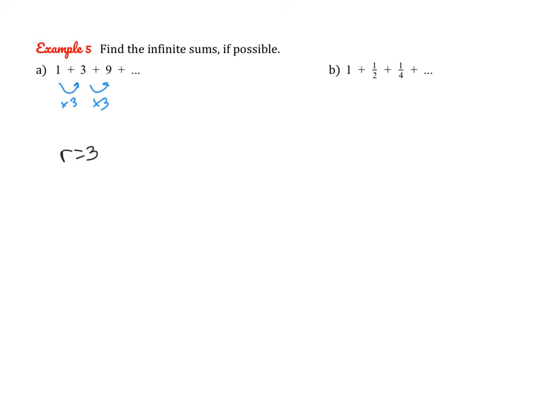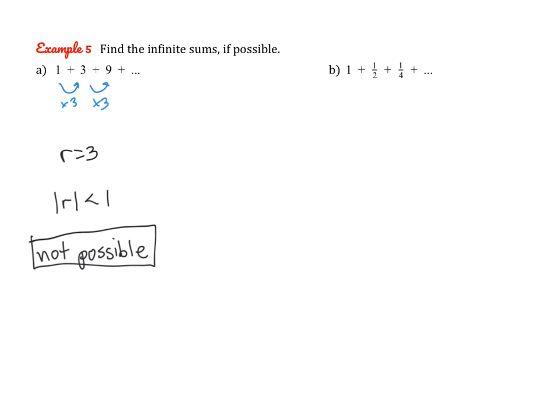Now remember, we're only able to find an infinite sum if the absolute value of r is less than 1. So here, 3 is not less than 1. So here's a case where it is just simply not possible. Okay, so don't try to force it if the r value is not within the right range. It's just not possible to find that infinite sum.